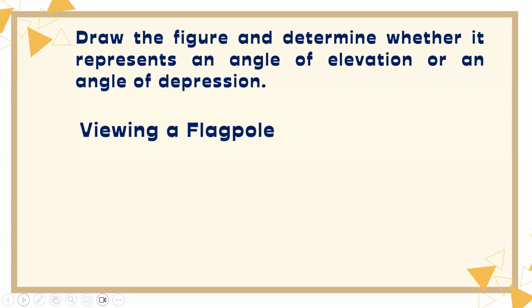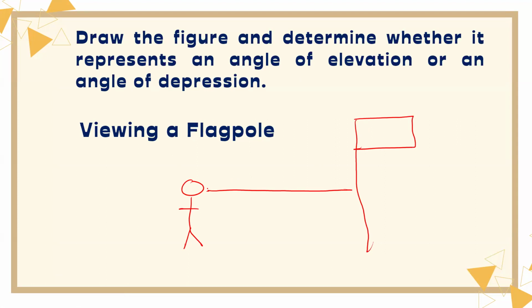Viewing a flagpole. Are you looking up or looking down when you view a flagpole? Okay, so if we do it together, if this would be you and this would be the flagpole, let's say that's a straight line, and this is the horizontal line with respect to your eyes, and the line of sight is here. You're looking up to the flag on top of the flagpole. Then the angle between the horizontal line and the line of sight is called the, very good, angle of elevation.